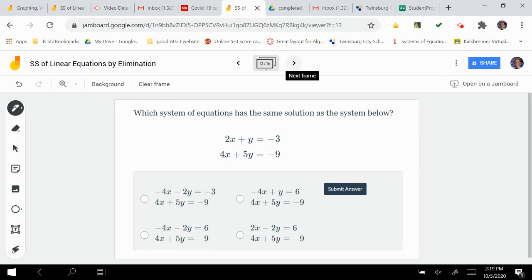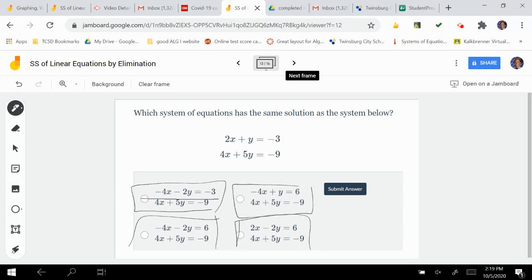Which system of equations has the same solution as the system below? So you have two equations here. 2x plus y equals negative 3, standard form. 4x plus 5y equals negative 9, standard form. Now we need to figure out which system was manipulated. So if I look at this answer choice, this is Delta Math. The bottom equation is the exact same, 4x plus 5y equals negative 2. So we know that in all these problems, we must have manipulated the first equation.